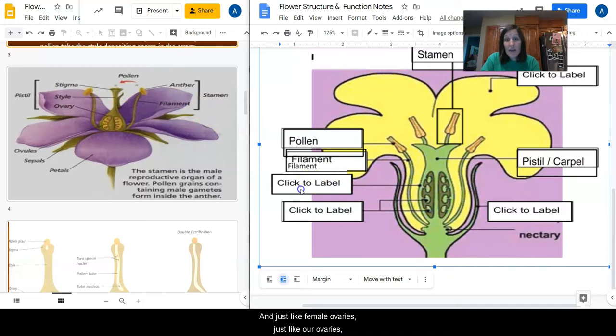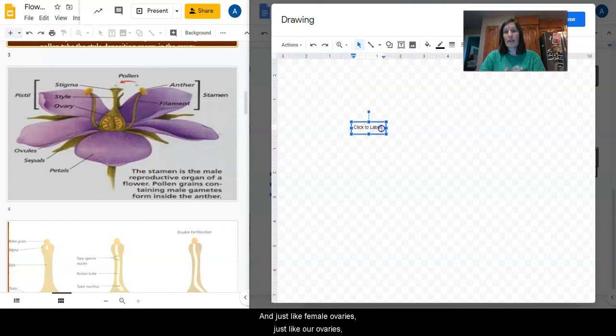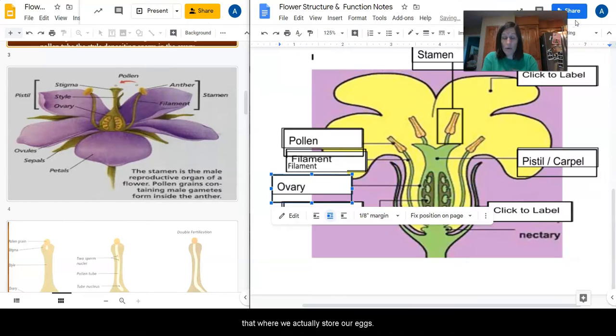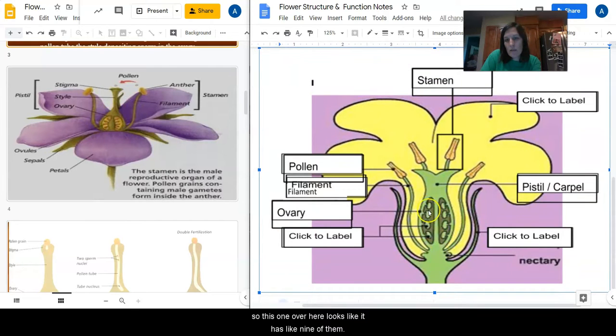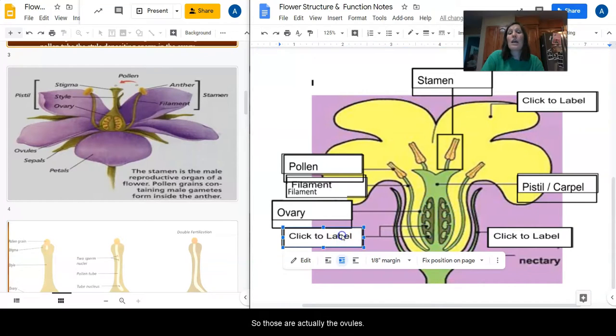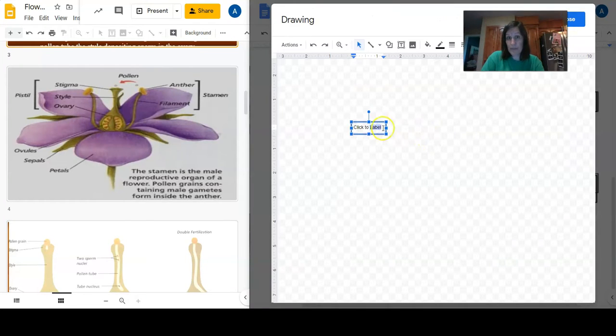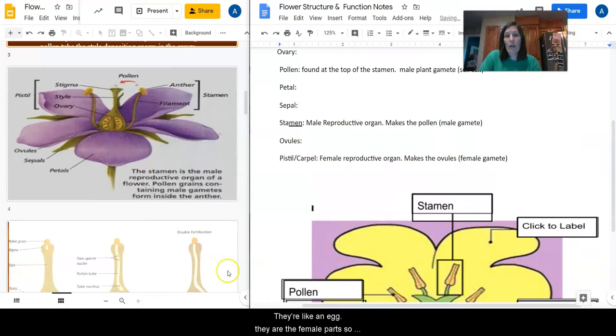And just like female ovaries, just like our ovaries, that's where we actually store our egg, okay? Or eggs, plural. So we store our eggs in our ovary, and so do plants. So this is the ovary. And then the little bitty looking things in there. This one over here looks like it has like 9 of them. And this one looks like it has 8. 1, 2, 3, 4, 5, 6, 7, 8. So those are actually the ovules. Ovules, okay? They're like an egg, okay? They are the female part.